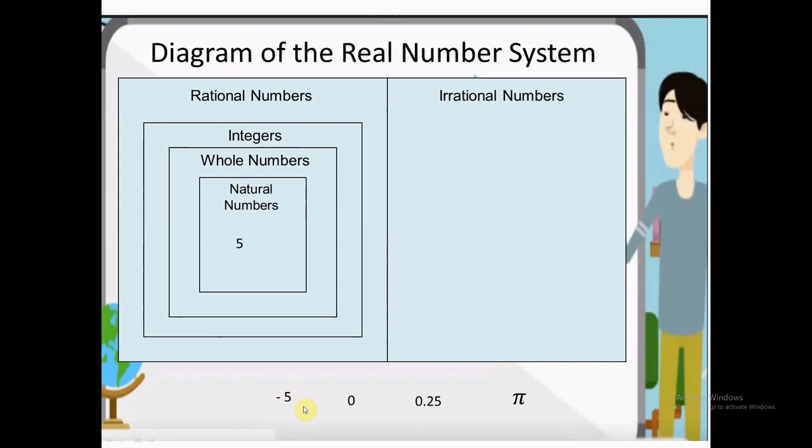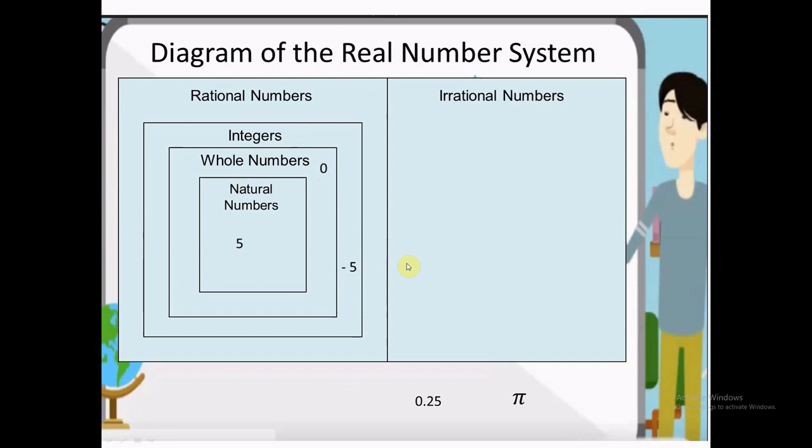How about negative 5? Can it be natural? No. Can it be whole? No. But it can be an integer. It falls into integers. It falls into rational numbers. It is a rational number. It is an integer. How about 0? Okay, 0 will fall into whole numbers. Yeah, it is a whole number. It is an integer. It is a rational.